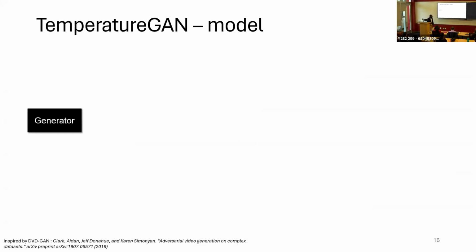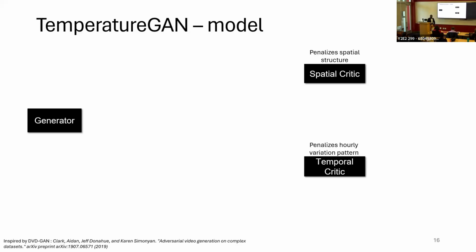Now I'll talk about the model. So the model is a generative adversarial network, and I'll explain what that is. You have a generator, which is what we're going to use to produce that data. And then we have two critics. One essentially penalizes the spatial structure of the temperature field. And the second one penalizes the temporal structure, so how well it's capturing the diurnal cycles. Then those two critics get to see the data. The generator never sees the data.